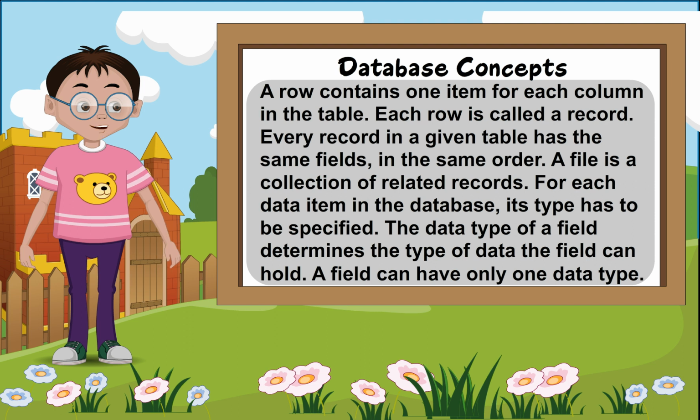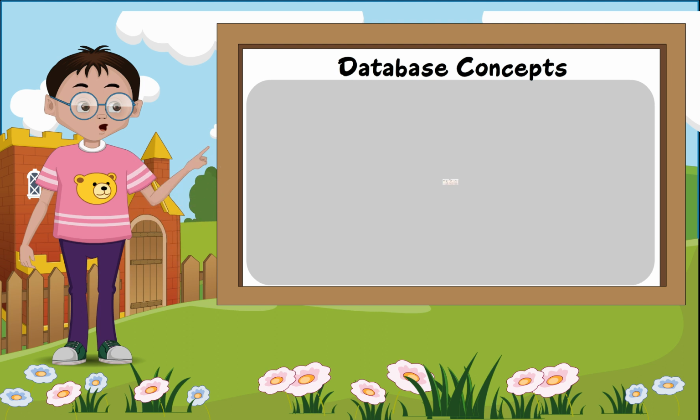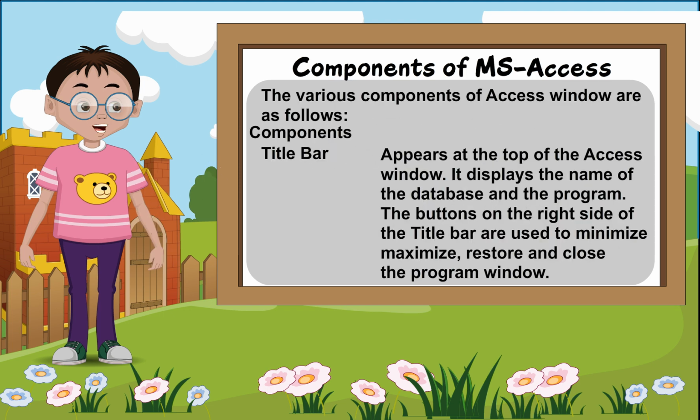For each data item in the database, its type has to be specified. The data type of a field determines the type of data the field can hold. A field can have only one data type.